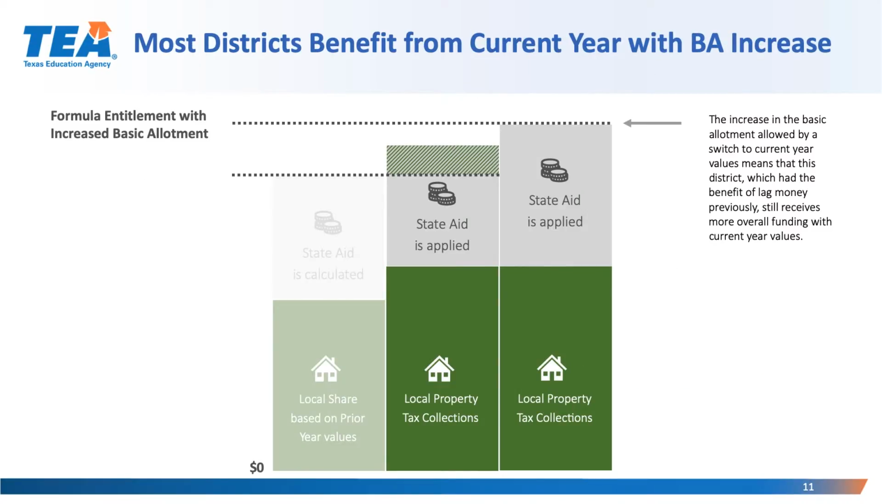Now, when we look at what happened with the move to current year values, you can see in the middle column the district with the lag money exceeding its prior entitlement. But once we move to current year values, the local property tax collections stay the same, but we were able to increase the formula entitlement by increasing the basic allotment. And so for the vast majority of districts, the actual total budget is now higher, even without that lag money, because there's more state aid.